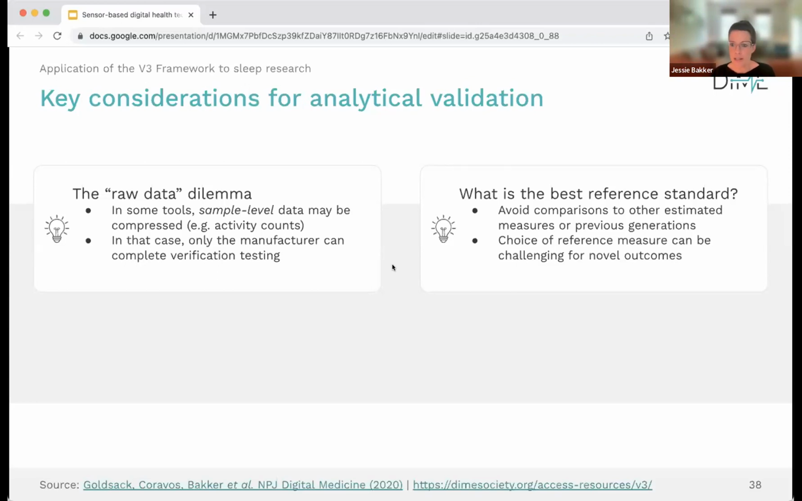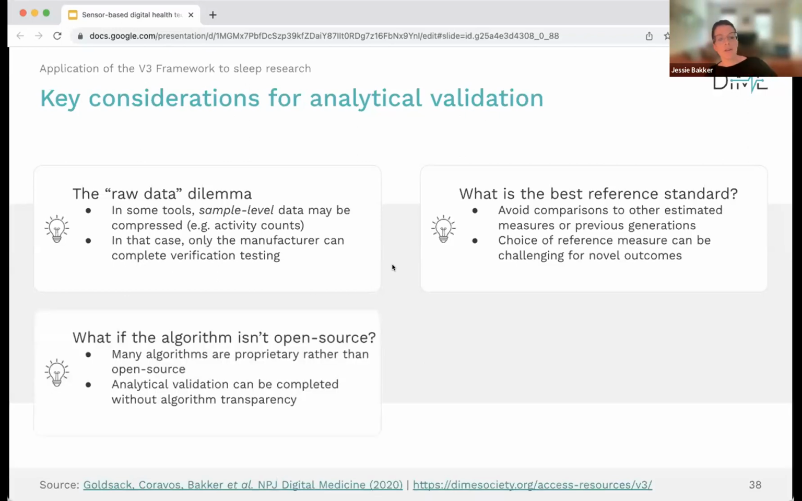It's a bit beyond the scope of today's talk, but I will just emphasize that the choice of a reference measure is not always straightforward. Again, I said earlier that in sleep we have PSGs. I would argue that the manual scoring component of a PSG makes it suboptimal for use as a reference standard, but there are many other scenarios where there just may not even be a reference standard. So for example, if a digital tool is used for development of a novel outcome or a novel endpoint that isn't an estimate of an existing construct, then there may not be a reference standard in that scenario. DIME is actually in the early stages of undertaking a project on that topic, so more to come on that topic.